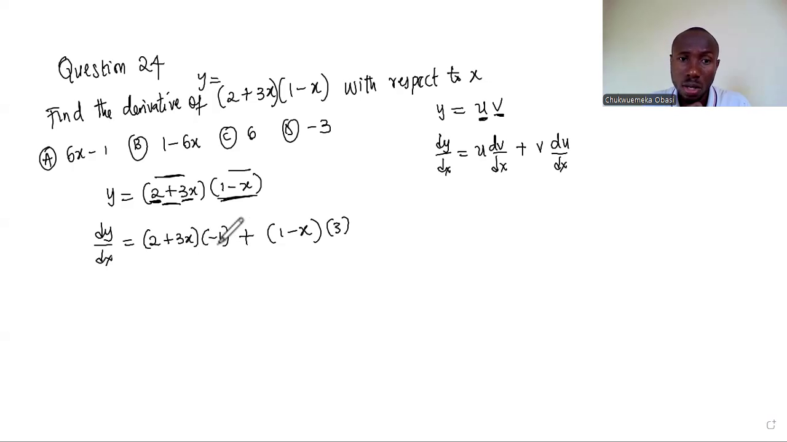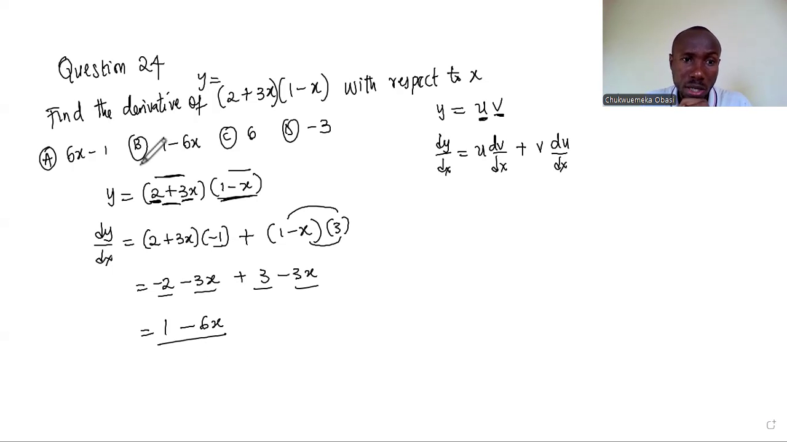You now distribute. Minus 1 times 2 will give us minus 2. Minus 1 times 3x will give us minus 3x. Then come over to this one. 3 times 1 will give us 3. 3 times minus x will give us minus 3x. Now clear up this stuff properly so that you can get the final answer. Minus 2 plus 3 will give us 1. And minus 3x minus 3x will give us minus 6x. So our answer is simply 1 minus 6x. So the answer is B.